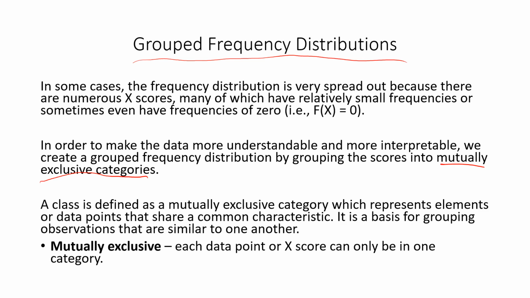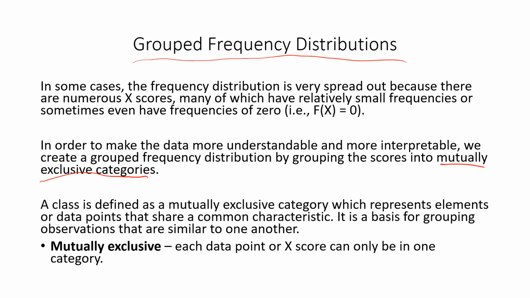And we're going to have classes, and a class is going to be a grouping. A class is defined as a mutually exclusive category that represents elements or data points that share a common characteristic. Basically for grouping observations that are similar to one another. I already defined mutually exclusive. It can only be in one category. We're basically going to do these. The common characteristic is going to be they're close together in number. So we're going to group them by numbers that are close together.